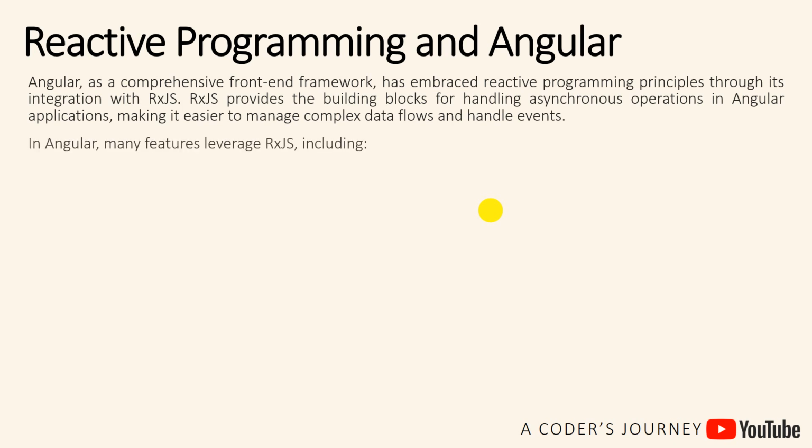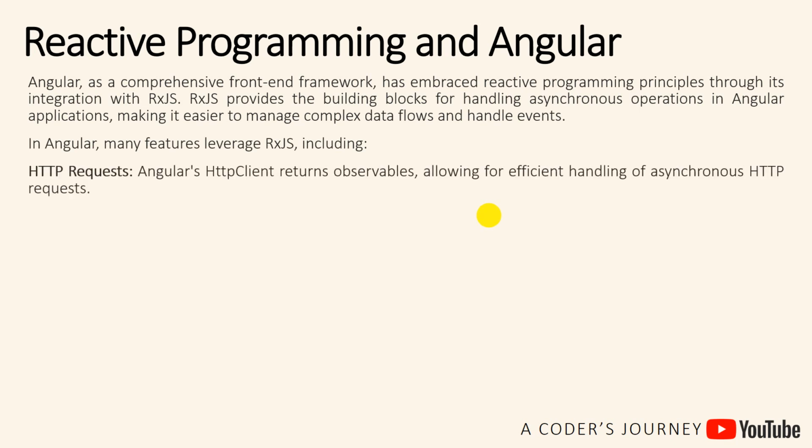What are some of the scenarios in Angular where RxJS can be used? First and foremost, HTTP requests. As a front-end web application, you probably need to connect to a backend server to read some data or to post some data back to the server, right? So you need to work with a backend server. In Angular, we have a module, right? HTTP client. HTTP client returns observables. And this allows for efficient handling of asynchronous HTTP requests.